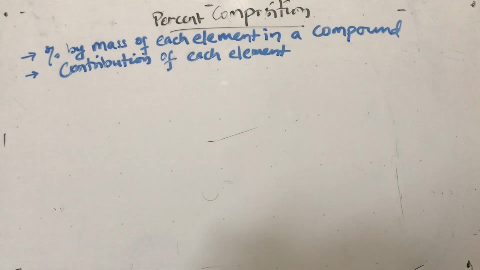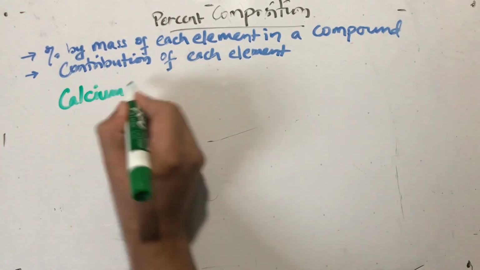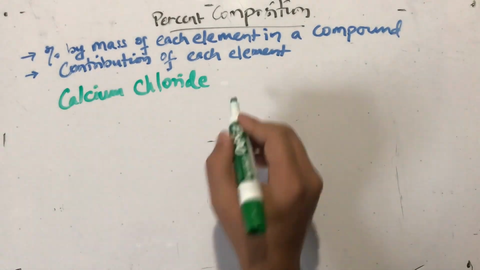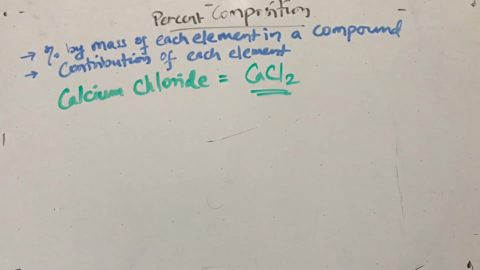To be able to calculate the percent composition, you need to be able to analyze the information from the chemical formula. If the question does not give you a chemical formula, the first thing is you need to be able to write it. For example, if the question asks what's the percent composition of calcium and chlorine in calcium chloride, you need to know that the chemical formula for calcium chloride is CaCl2. If you do not know how to write the chemical formula, it's next to impossible to calculate the percent composition.